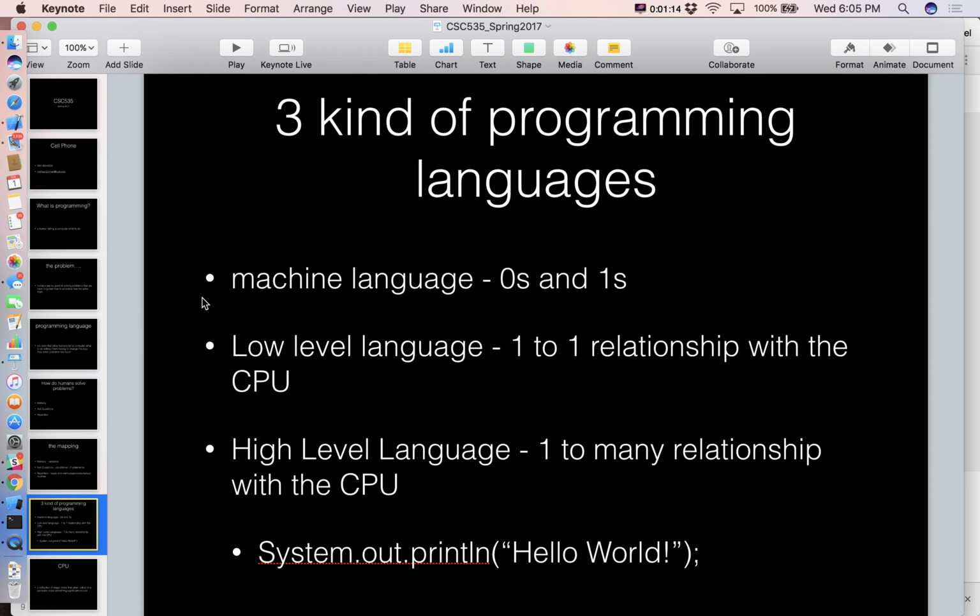procedures. All right, so then we had several different slides that looked at programming languages from some different angles, like three kinds of programming languages: machine language, zeros and ones; low level, one-to-one relationship with the CPU. What do I mean by that? When I say a low level language has a one-to-one relationship with the CPU, what am I talking about?